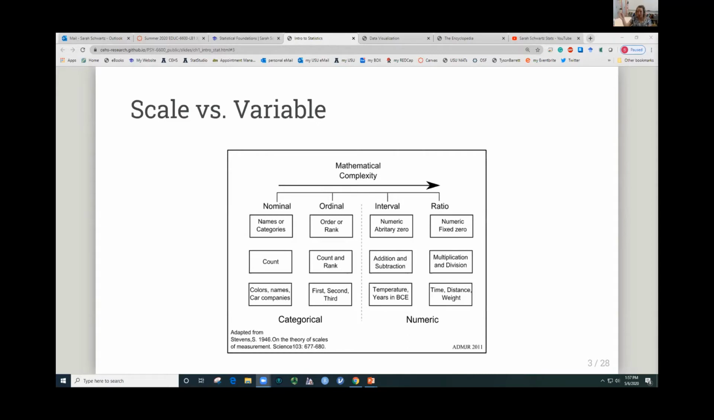So Kelvin is truly an interval ratio. Celsius and Fahrenheit are interval, but not really ratio.